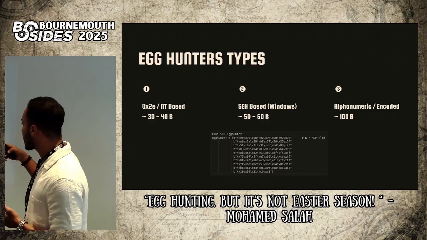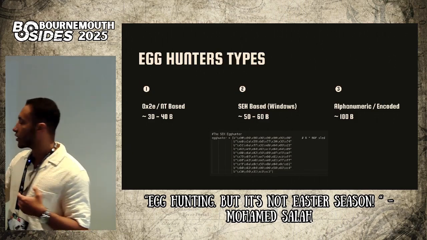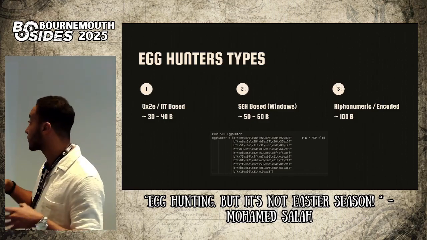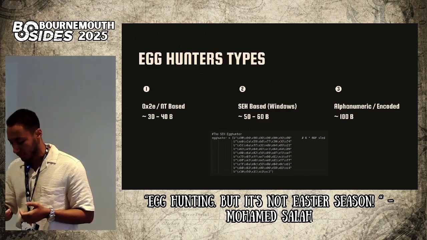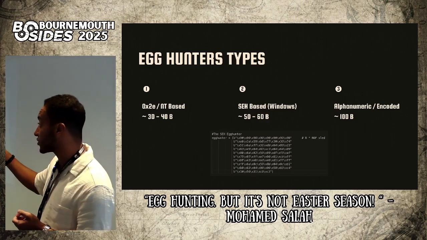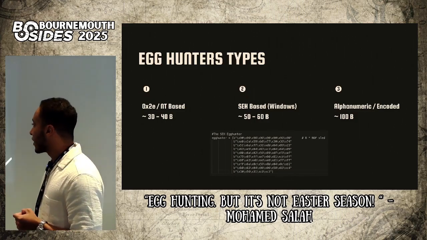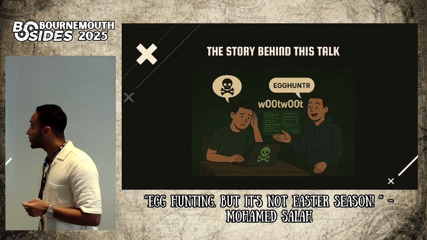And the last one is the alphanumeric or encoded one, which uses only alphanumeric characters so that there are no weird hexadecimals that can crash the memory again. I prefer the SEH-based one myself, and we'll discover why. Okay. So yeah, the story behind this talk.